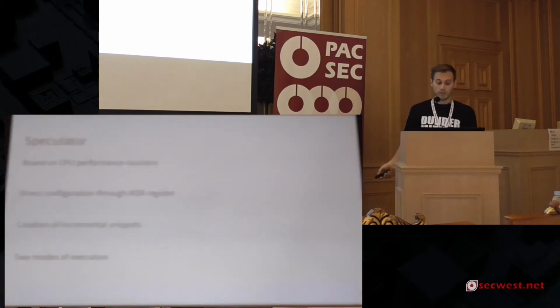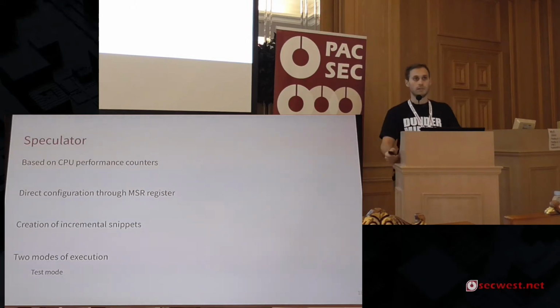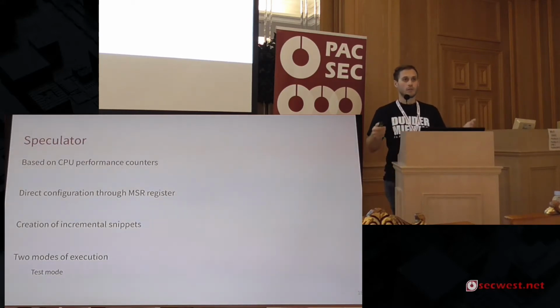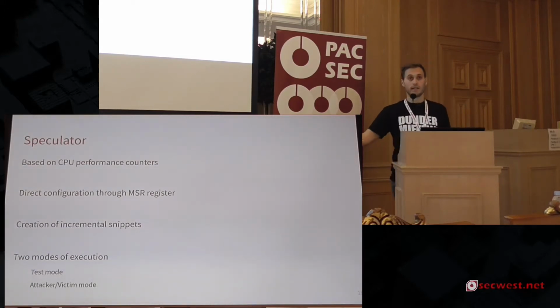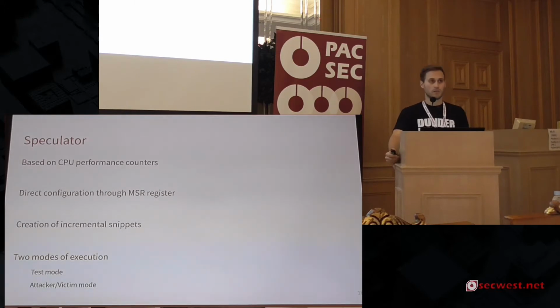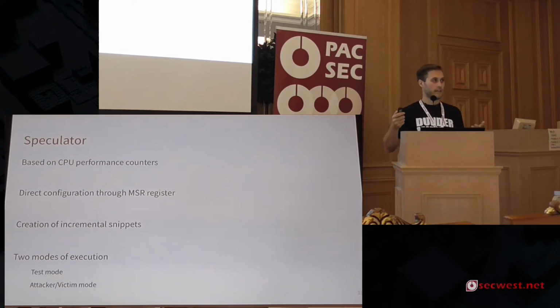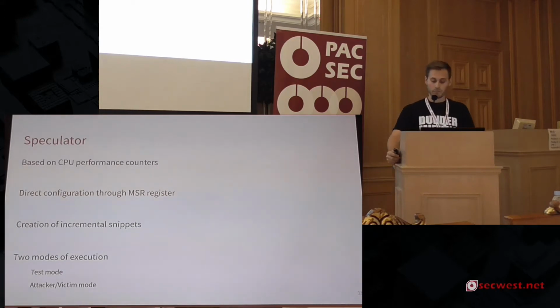Finally, Speculator supports two modes of execution. The first one is the test mode. We can write a little snippet of code, and we can observe corner cases in the microarchitectural state, and see how these corner cases behave in speculative execution. The other mode is the attacker-victim mode, where we can use an attacker and a victim process and see how an attacker process can affect a victim process and leak data.